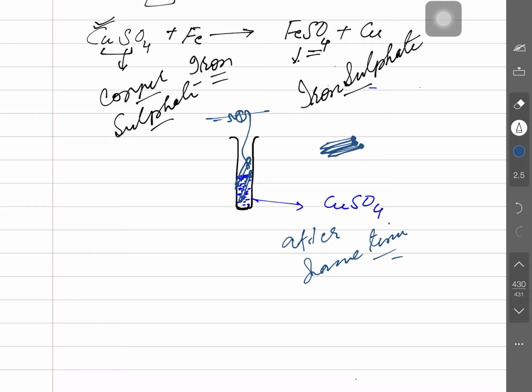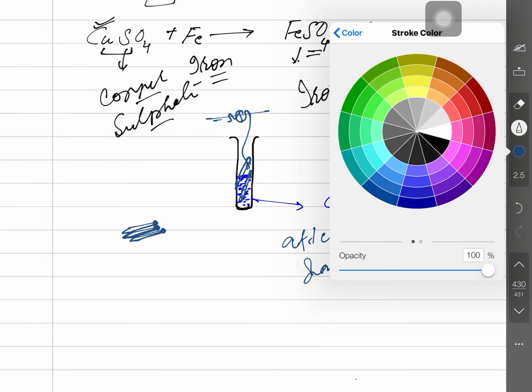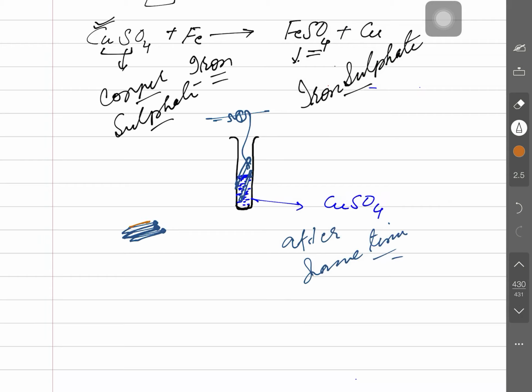if you observe the iron nail, after some time you will find a brownish layer deposited on the iron nail. What type of layer will deposit? This type of layer you will see, and the blue solution will turn into a greenish solution. The brown is now coming here, Cu copper deposited on this, and in the solution the green is called FeSO4.